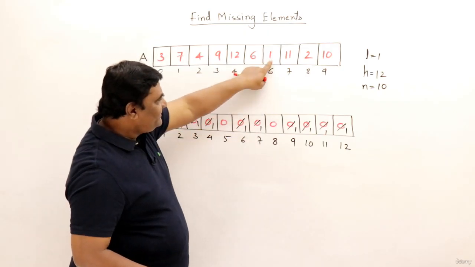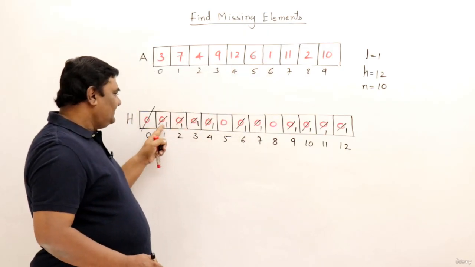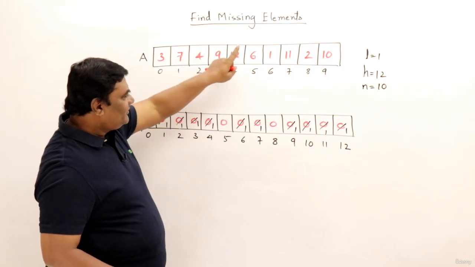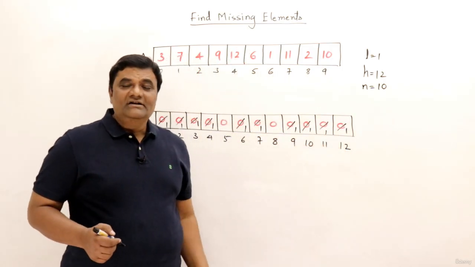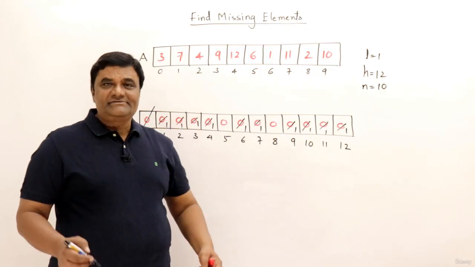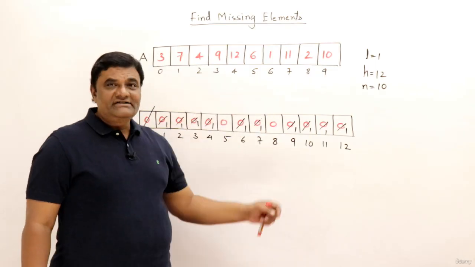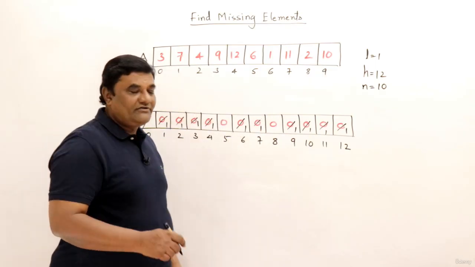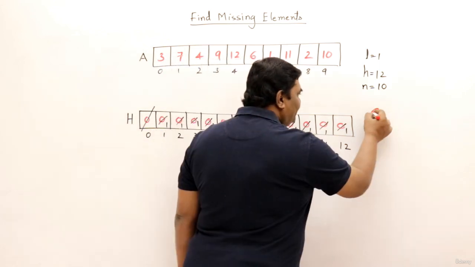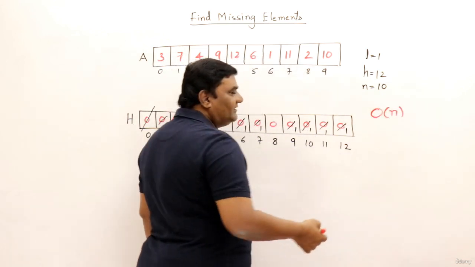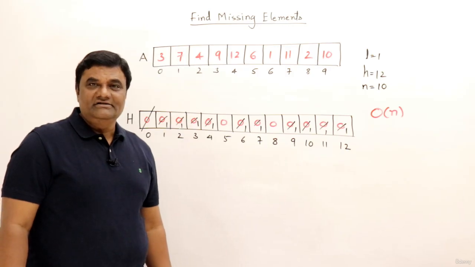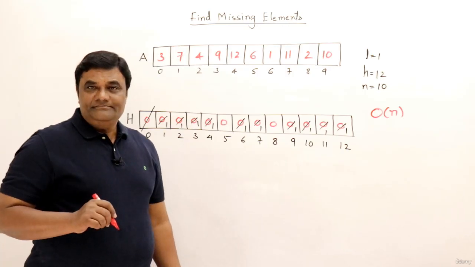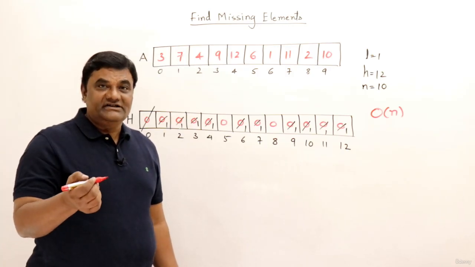Like if it is 1, go to index 1 and increment it. Like if it is 12, go to index 12 and increment it. So the time taken is constant. So majorly where the time is spent, we are scanning through this list of elements, so that is order of n. So yes, the time taken is order of n. So this is the faster method. Yes, this is one of the suggestions which is faster.